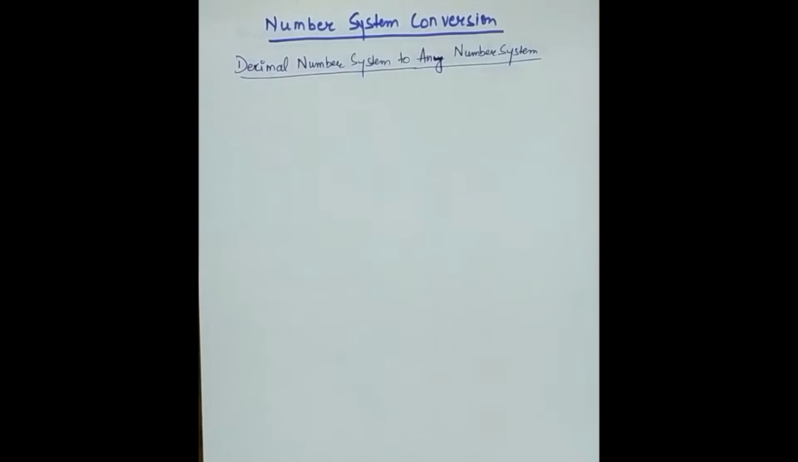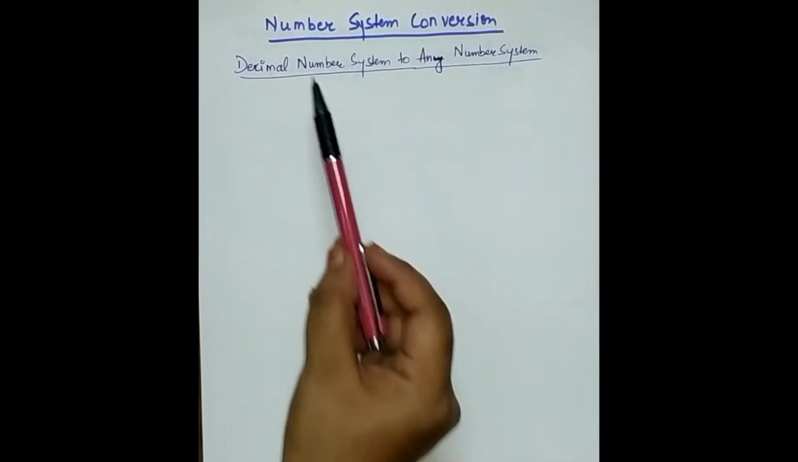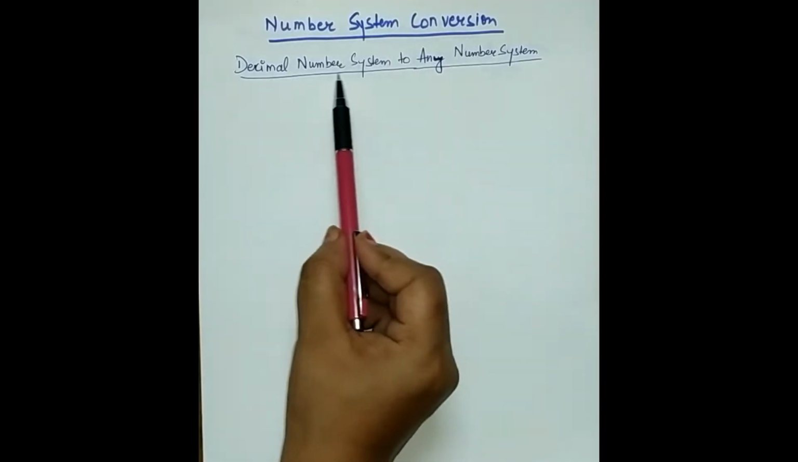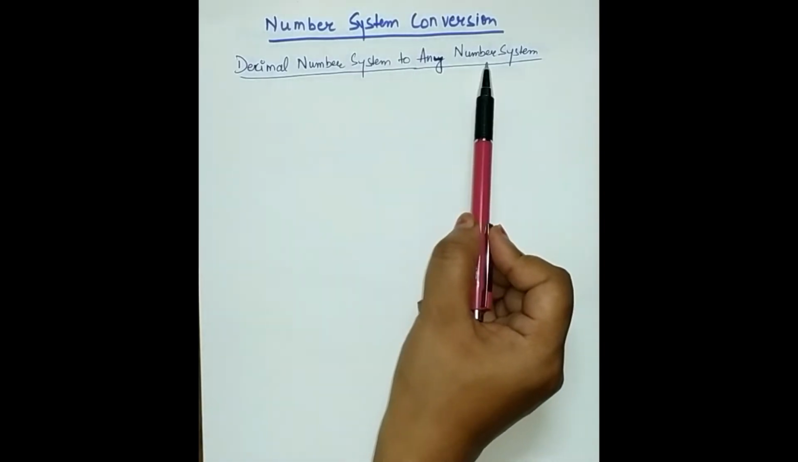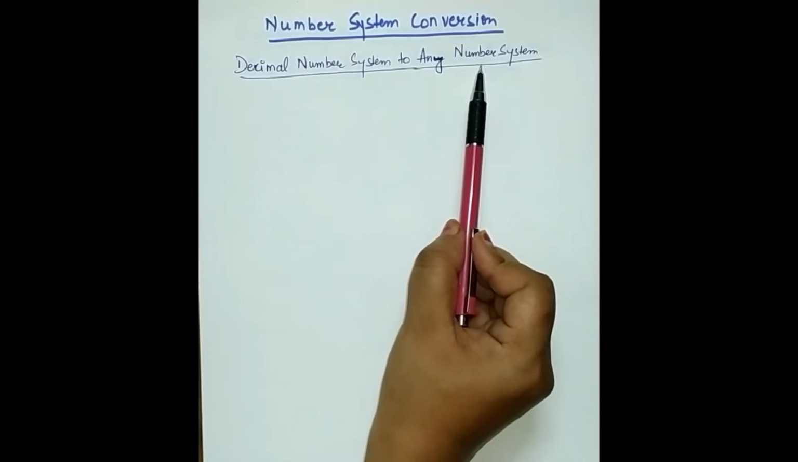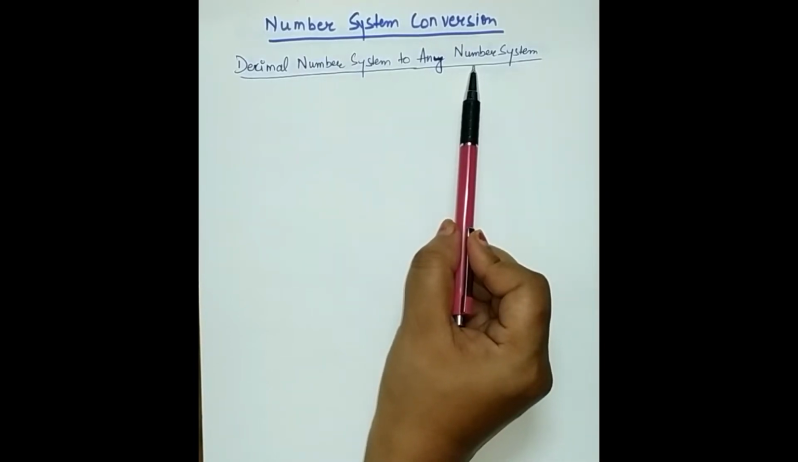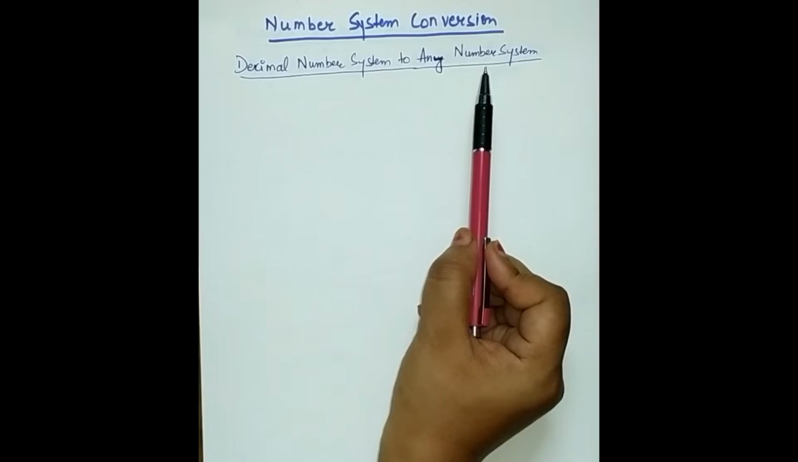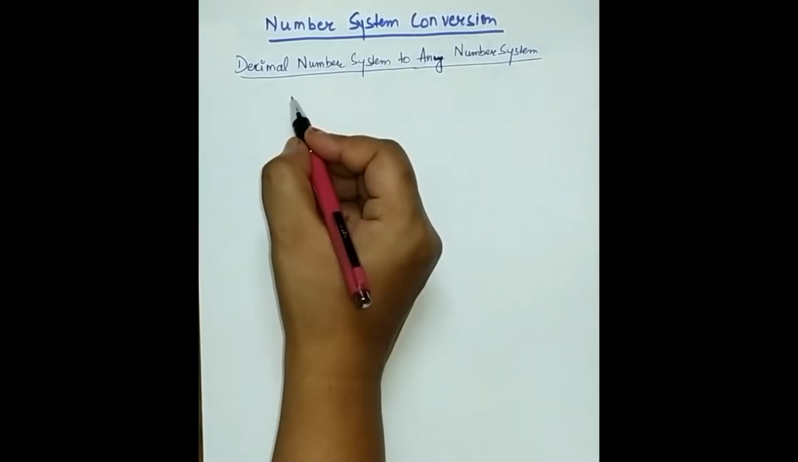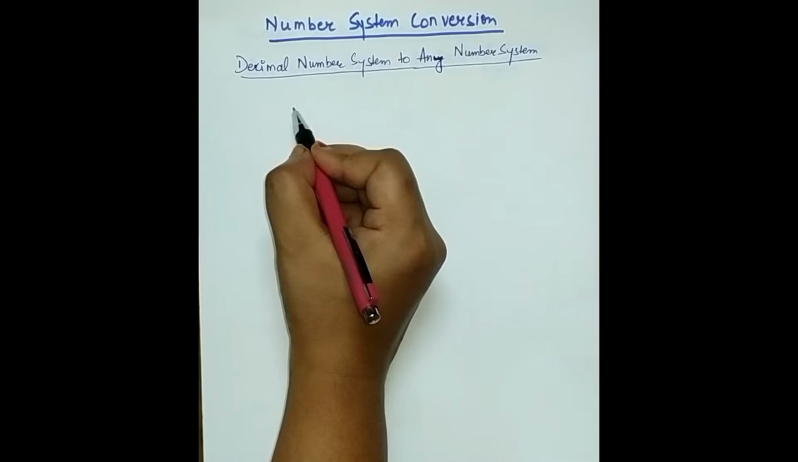Hello class, so today we are going to discuss number system conversion, and we will start with decimal number system to any number system. Whether it is a binary, octal, hexadecimal, or any number system which is not mentioned, maybe base 3, maybe base 6, how will we do it? So what is a decimal number system? It has numbers from 0 to 9.